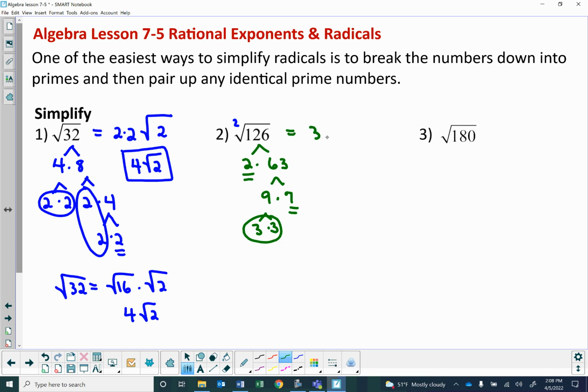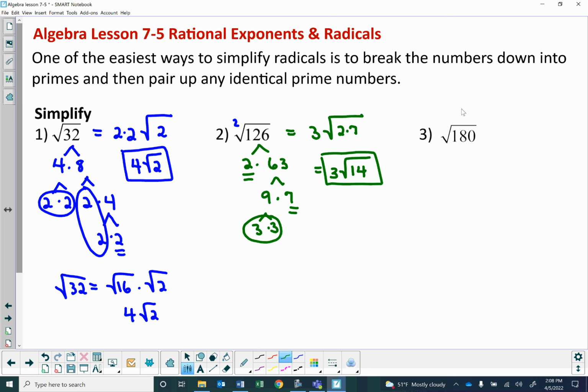So I get one 3 that comes out. Whatever does not come out, whatever does not get paired up, gets multiplied back together underneath. So the 2 and the 7 get multiplied back together underneath. So I have 3 square roots of 14. And some teachers will just refer to this as 3 root 14. They won't actually say square root, and they won't say the root index until they get to cube roots and fourth roots and fifth roots.